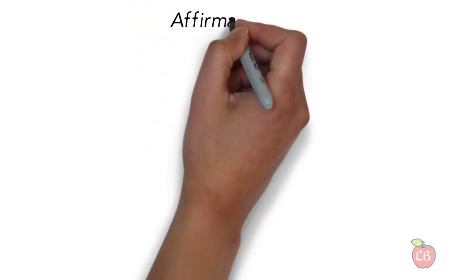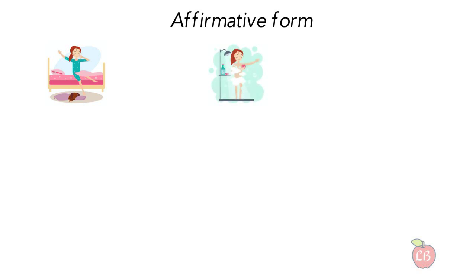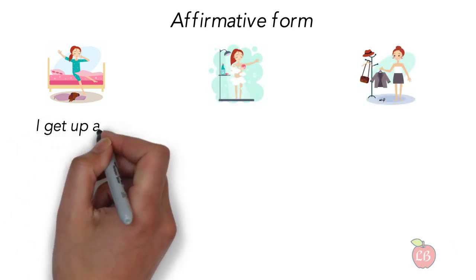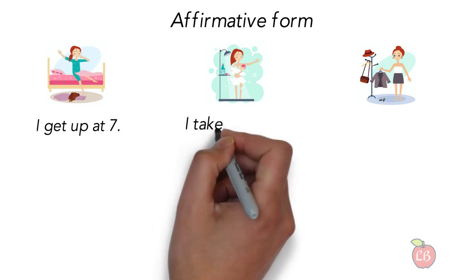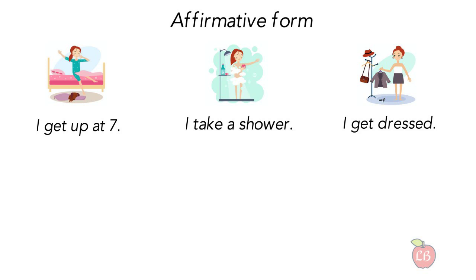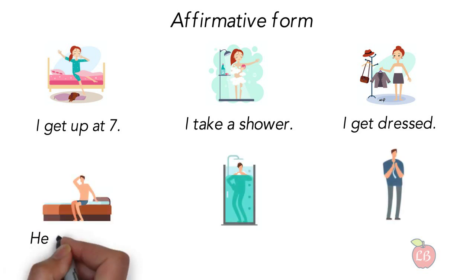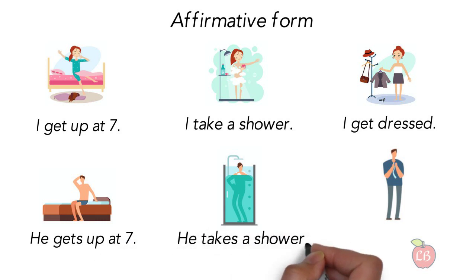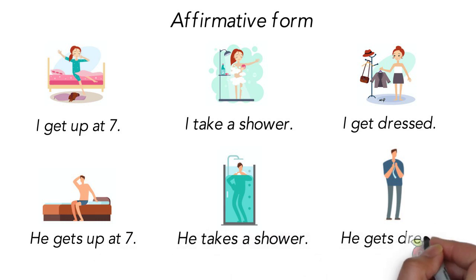Now let's see how to form the structure in the affirmative form. So suppose that here are the first three things I do in the morning. I get up at 7, I take a shower, and I get dressed. Now let's see what my brother does in the morning. He gets up at 7, he takes a shower, and he gets dressed.